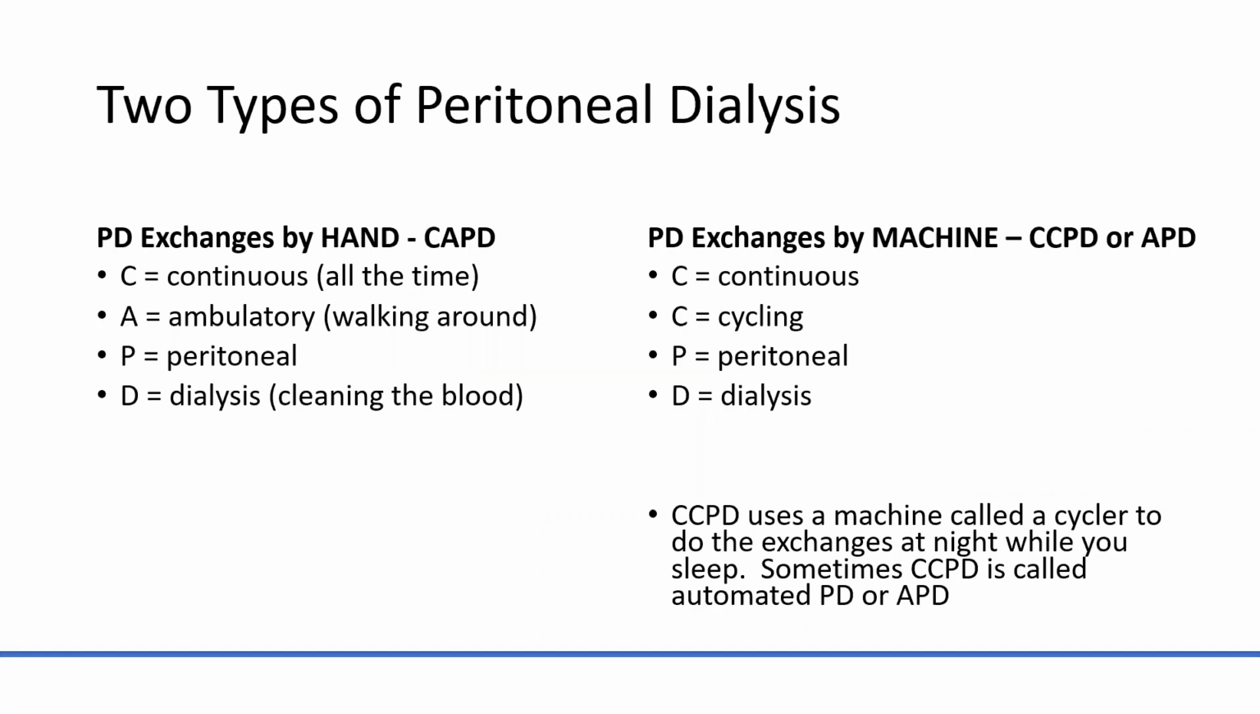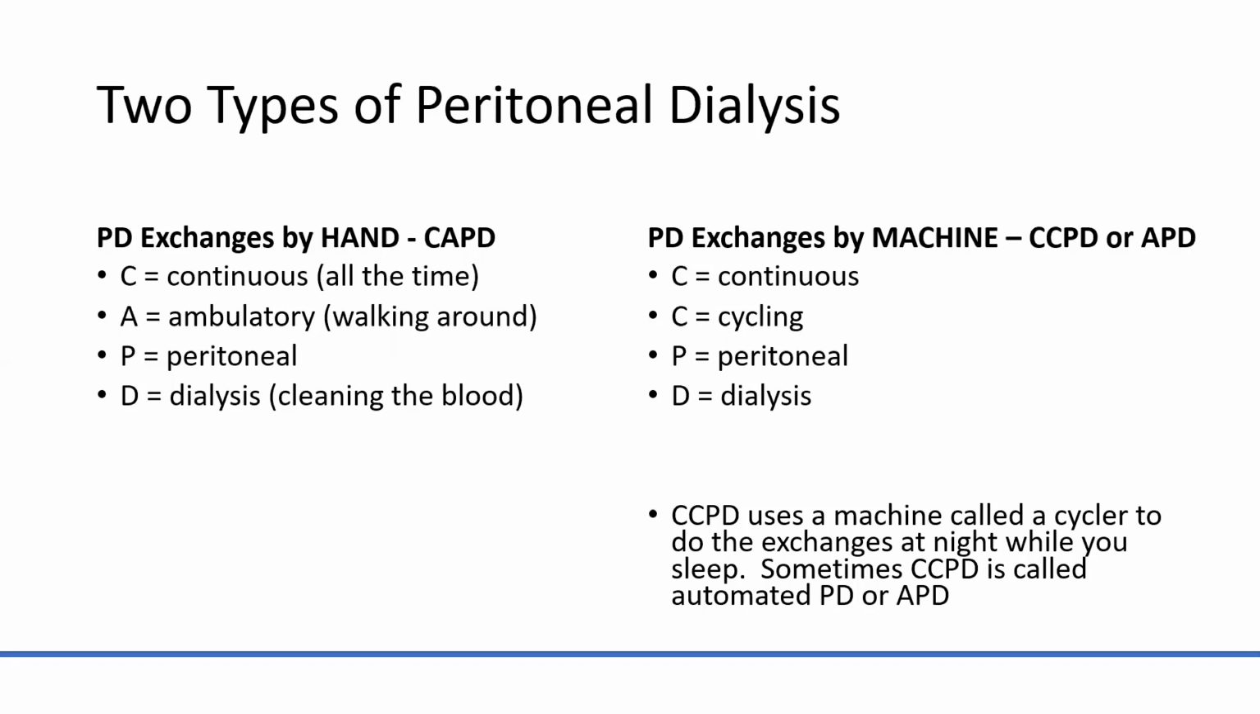There are 2 types of peritoneal dialysis. The first type is called CAPD. That's peritoneal dialysis exchanges by hand. It's continuous, that's the C, all the time. A is ambulatory, which means that you're walking around in between your dialysis exchanges. P, of course, is peritoneal, and D, of course, is dialysis, which is cleaning the blood.